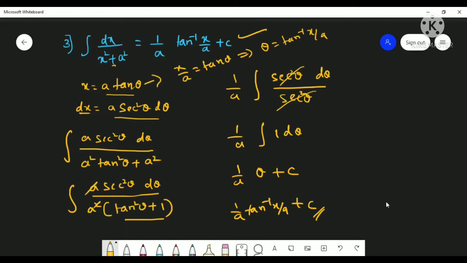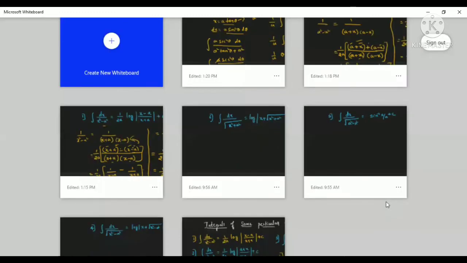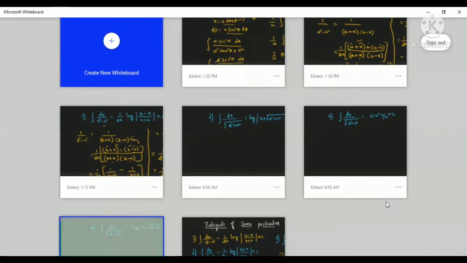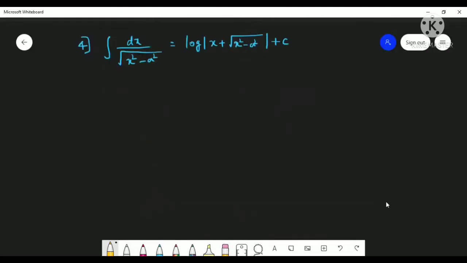Now let me move on to the fourth. Here I am telling it blindly, it is not certain, but if a minus is there in the denominator, whether it is x square minus a square or a square minus x square, whatever it is, if minus is there, just take x is equal to a sec theta. This is one of the tricks to remember, that's all. x is equal to a secant theta.